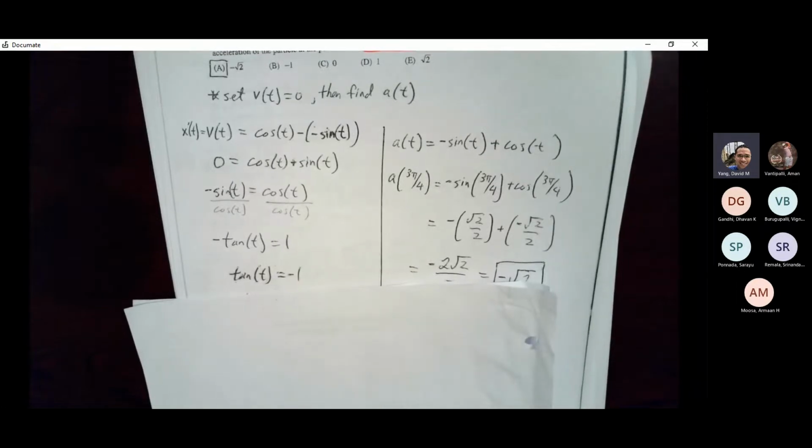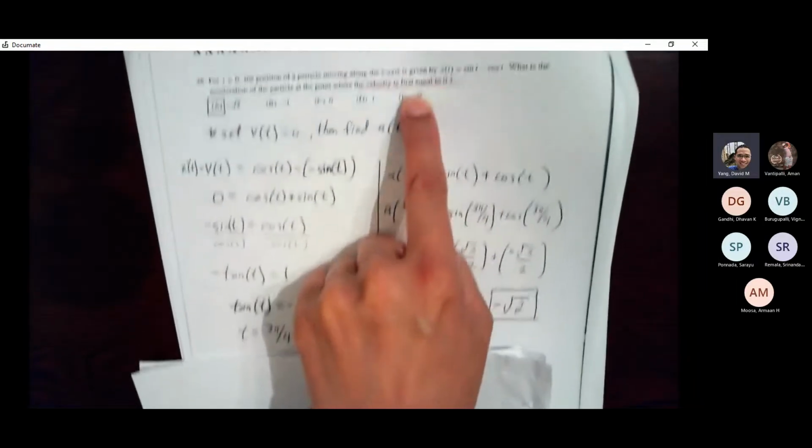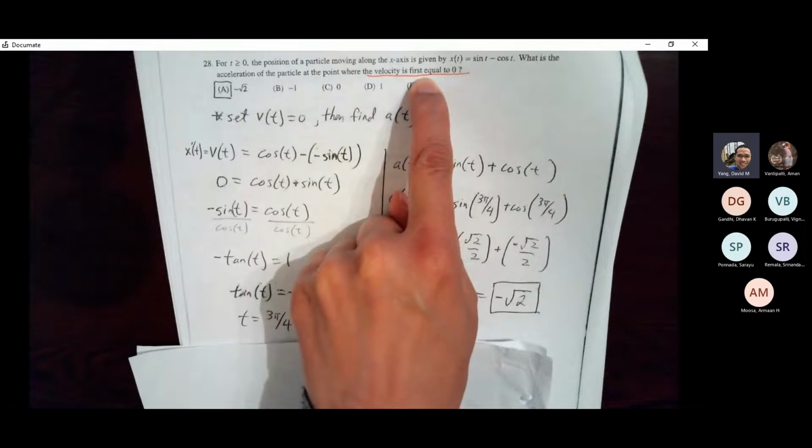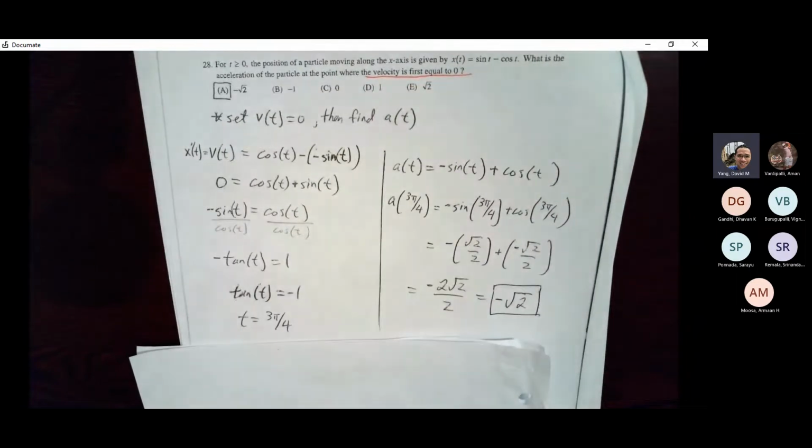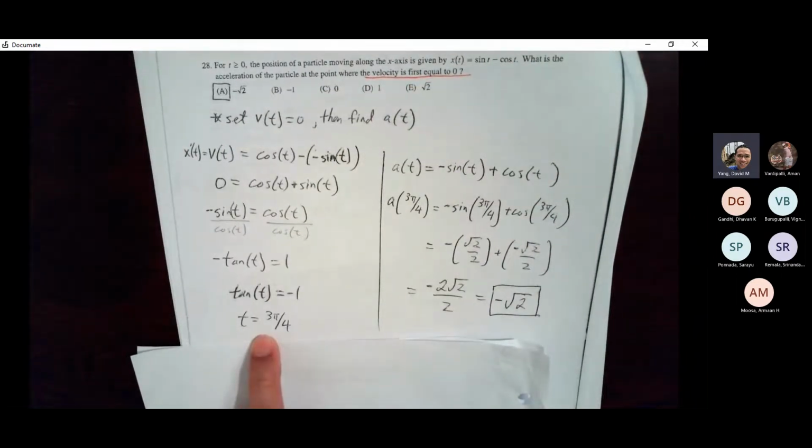So we'll locate the second quadrant there. t is equal to, it says the first instance. So we'll choose the first value that pops up, which is 3 pi over 4. So we can set that aside and move on to the acceleration.